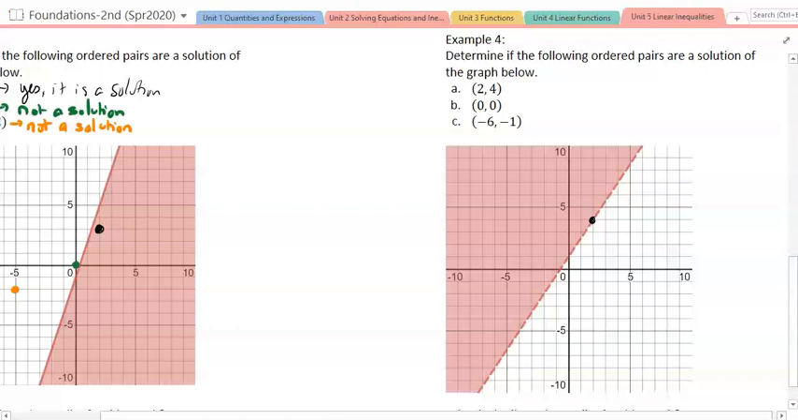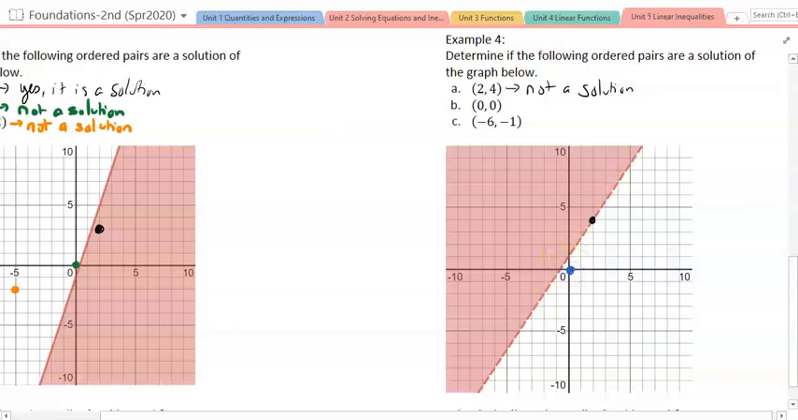And remember what we said, a point that is on a dashed line is not a solution of this inequality. The line must be solid for it to be a solution. Let's look at the ordered pair 0, 0.